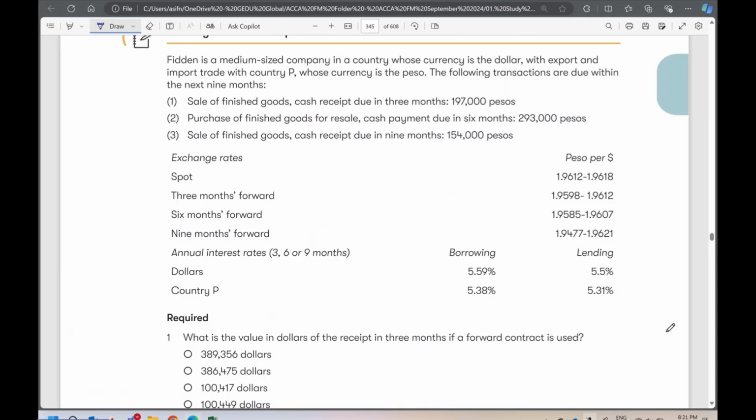So you have some receipt in 3 months' time, then some payments in 6 months' time, then some receipt in 9 months' time. We can't do matching here, right? If any of it were coming at the same time, we could match. Since he's talking about the 3-month receipt, that means he's talking about the first one. So you're receiving 197,000 pesos. We are using the forward rate. So the 3-month forward rate is this, right?